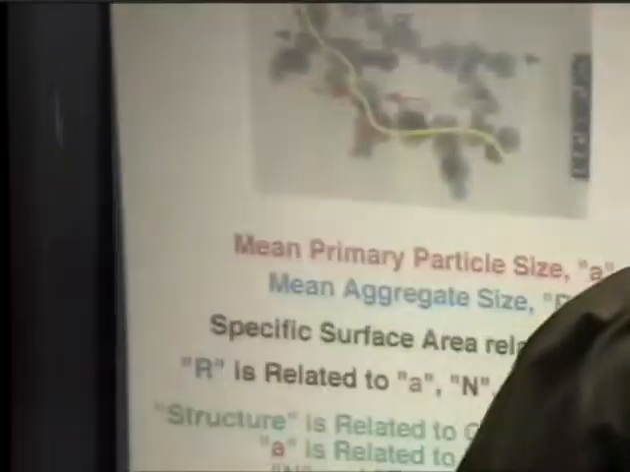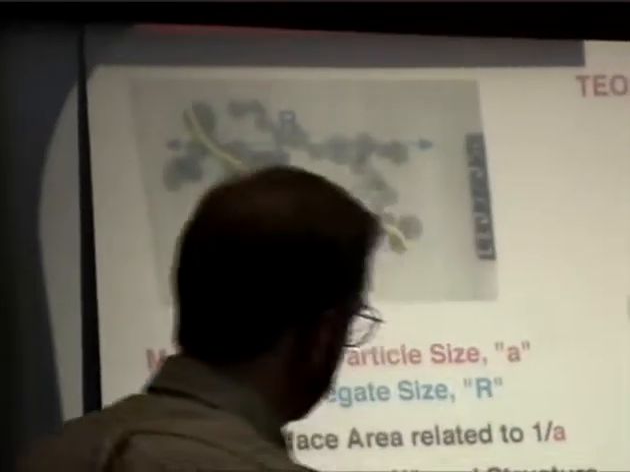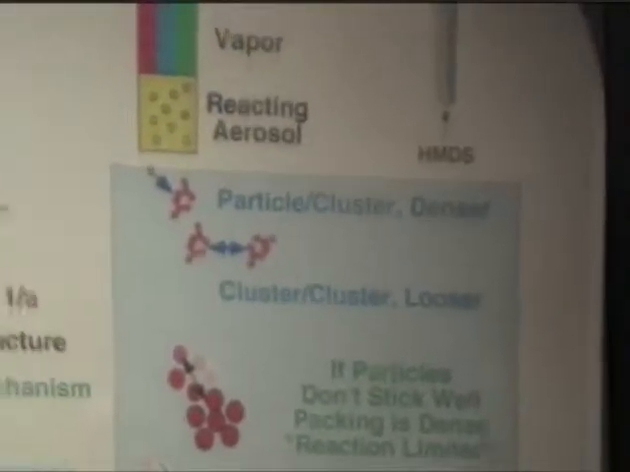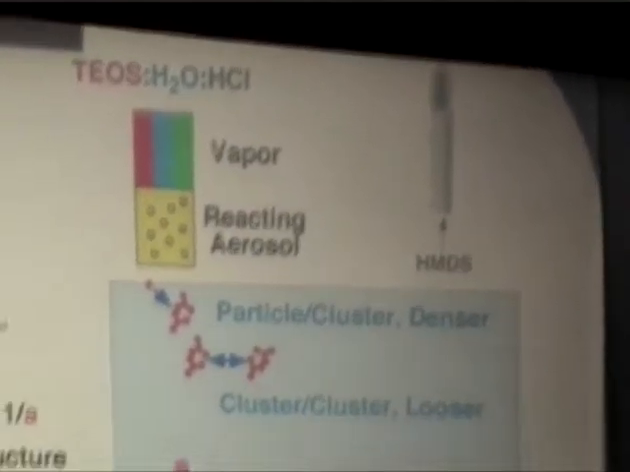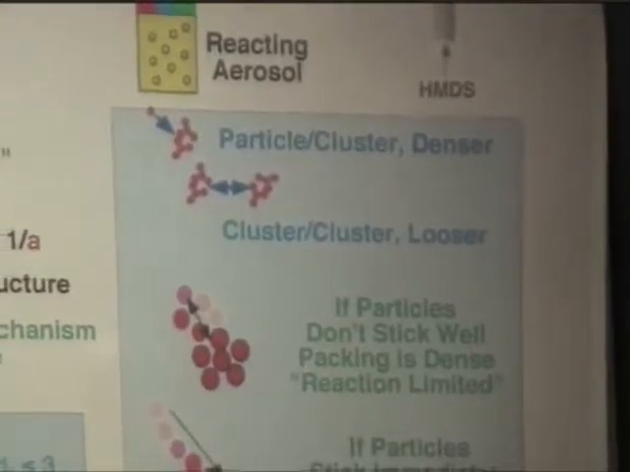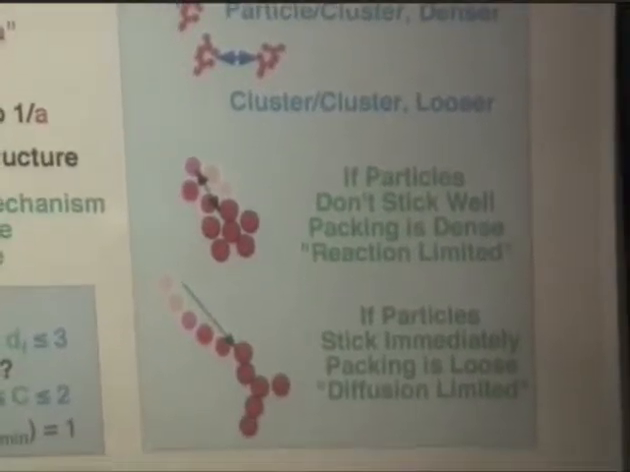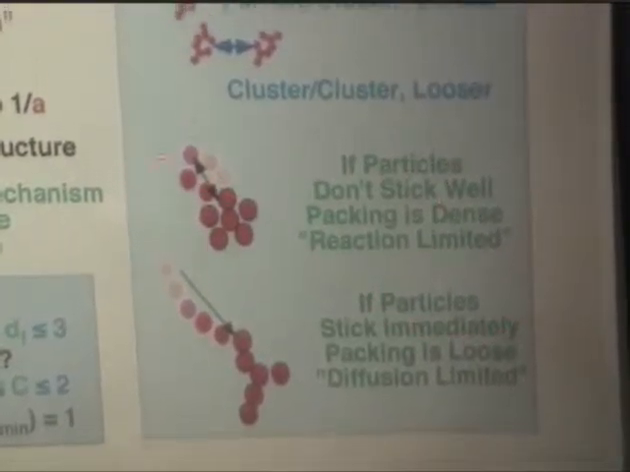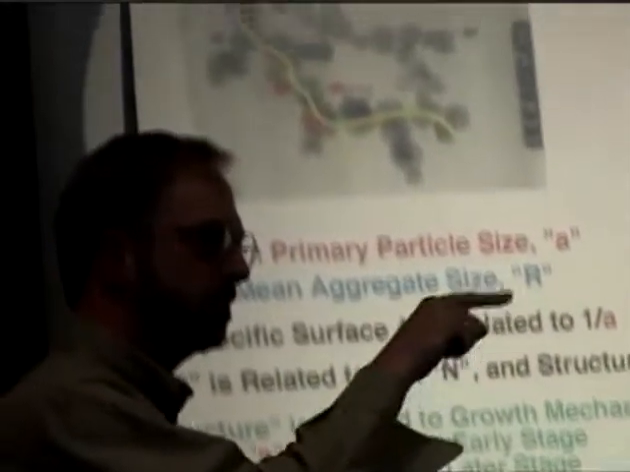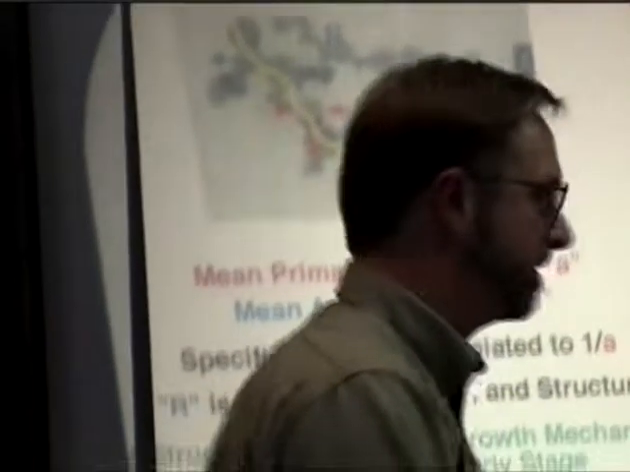You can look at the growth mechanisms of these kinds of things in terms of whether a primary particle comes in and sticks immediately. If it sticks immediately, you get an open structure with a lower dimension, closer to 1, closer to linear. If it comes in and doesn't stick immediately and can bounce around, you get a denser structure. Something like Tetris, if you ever played that.